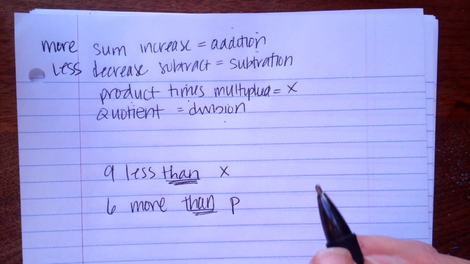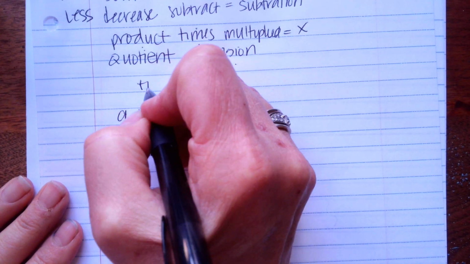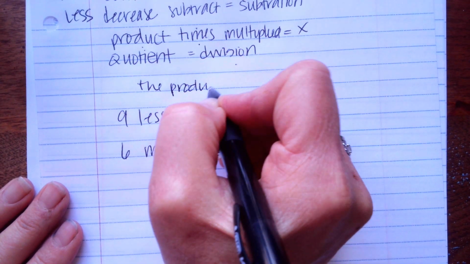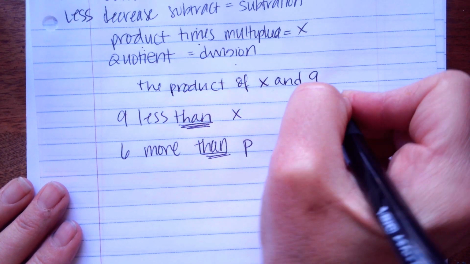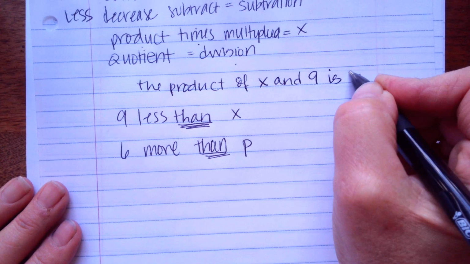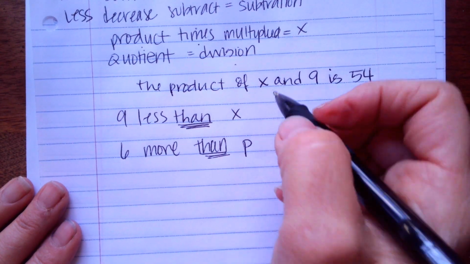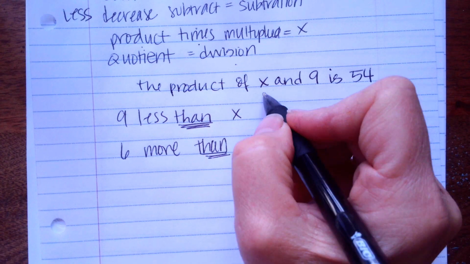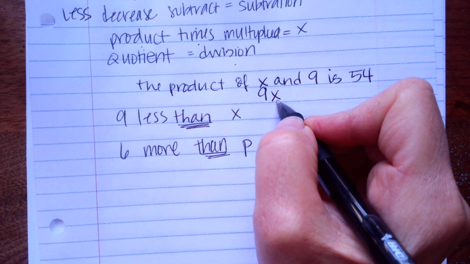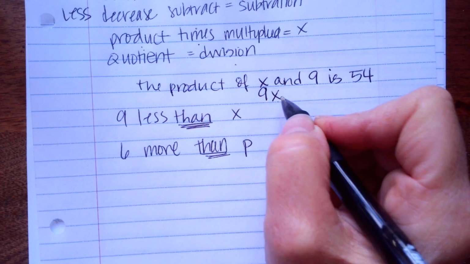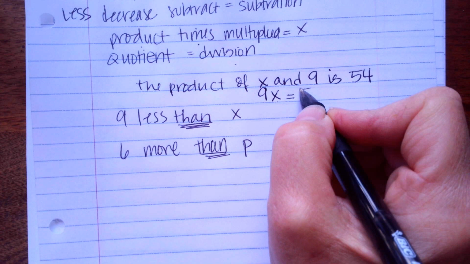So if they say something like the product of x and 9 is 54, they want you to write what that means. And in algebra, we show multiplication by just putting the number next to the letter like this. 9x means 9 times x, and then is always means equal, and then 54.